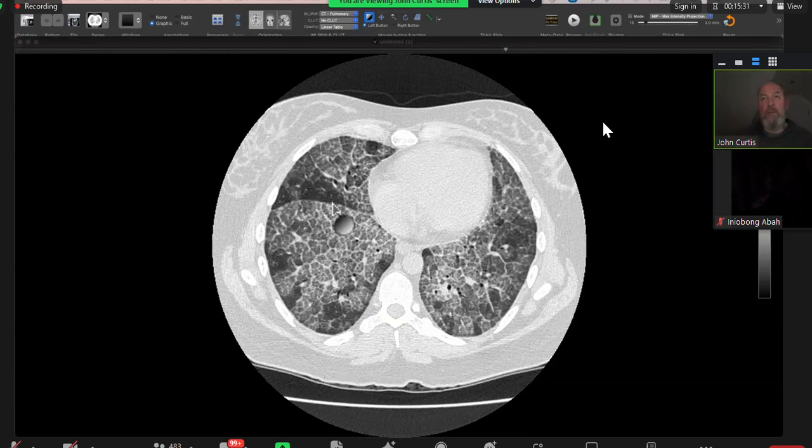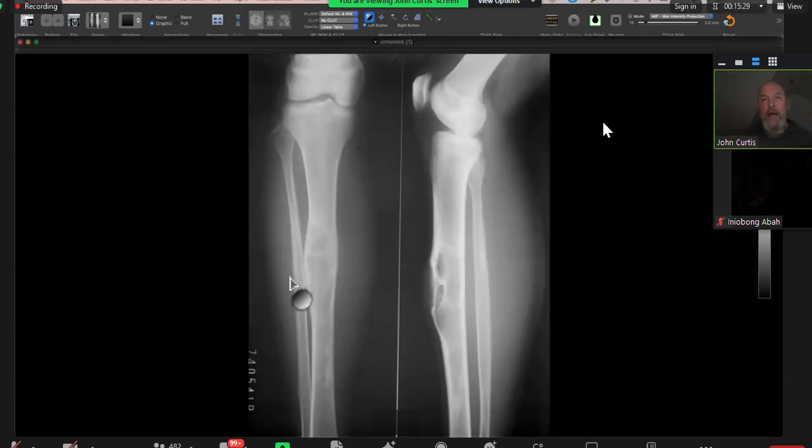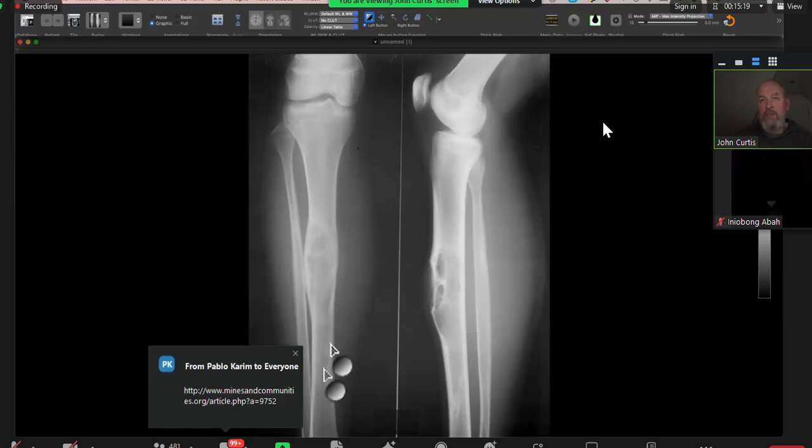That's an adamantinoma. Again, it's got benign and aggressive features in the same lesion. It's expansile. It's got sclerotic margins. It almost looks like fibrous dysplasia, but then the cortex has gone anteriorly. Adamantinoma.